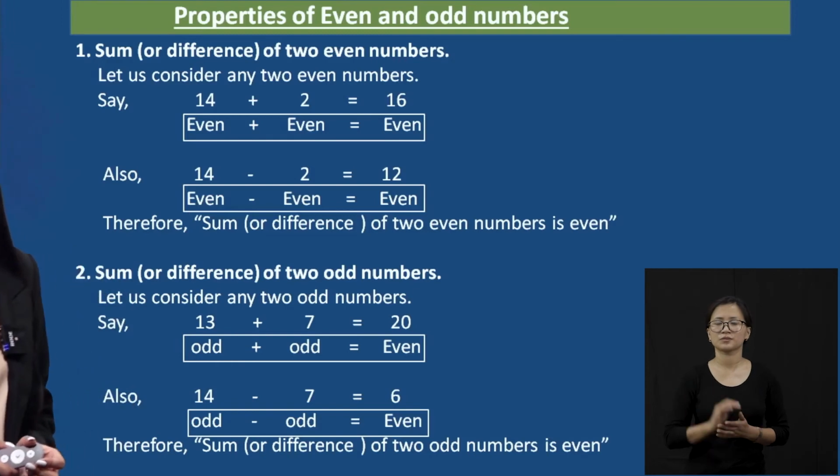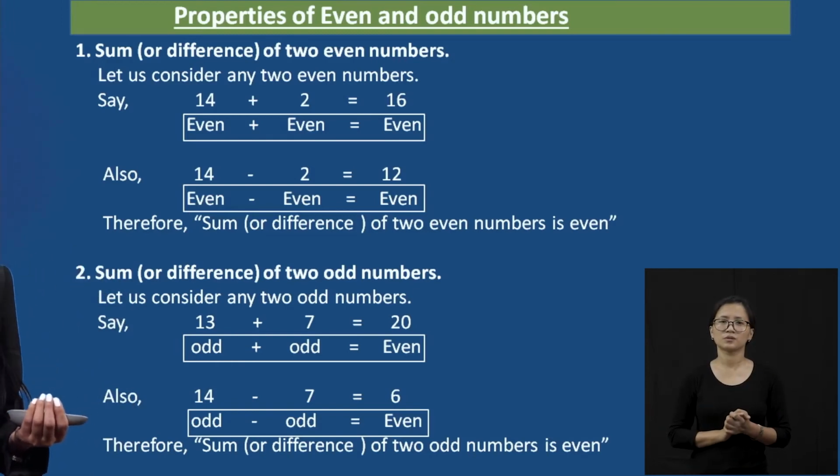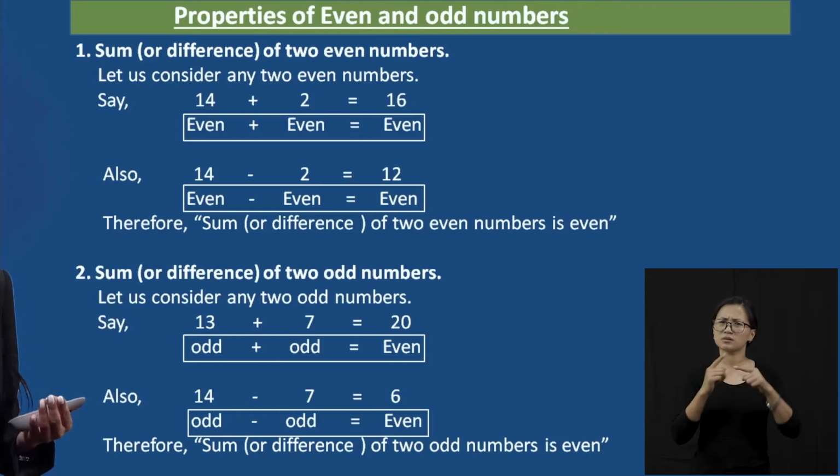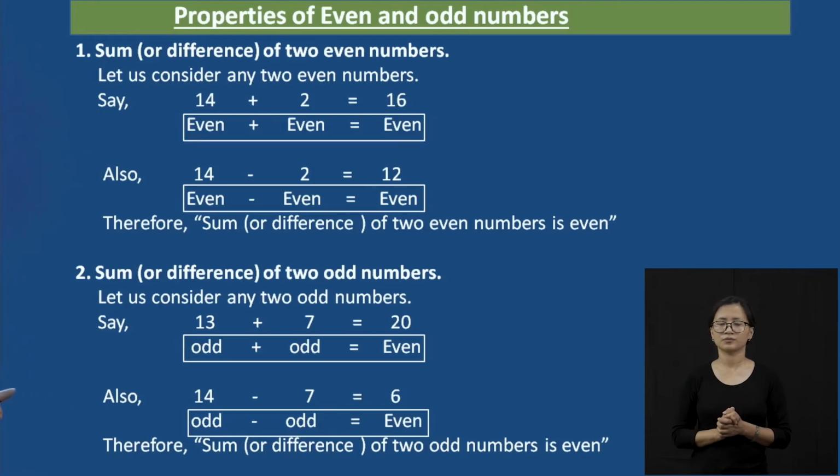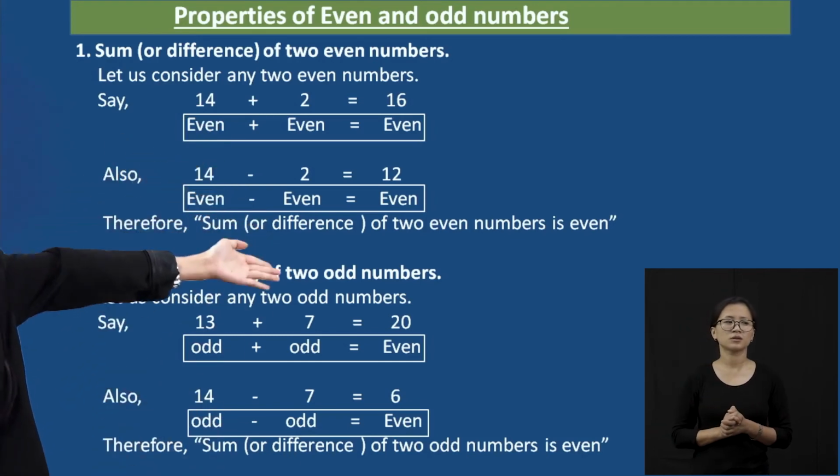So here, sum or differences. When we say sum, a sum means a plus or addition. And when it comes to difference, difference means minus or you subtract. Okay. So here, let us consider any two even numbers. You can take any two numbers. Here I took 14 and 2. So 14 is an even number, plus another even number, that is 2. 14 plus 2 is 16. So here even plus even is even.